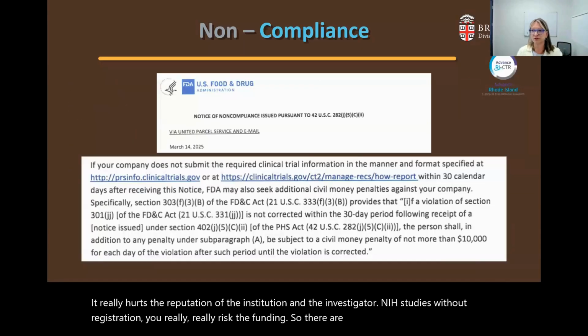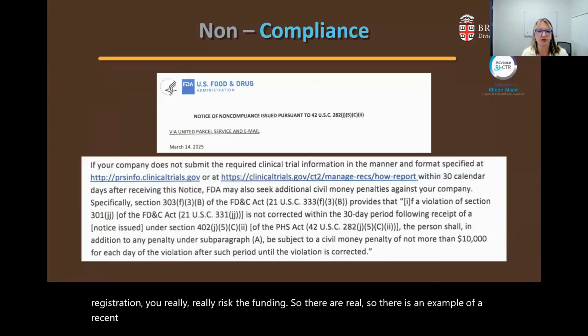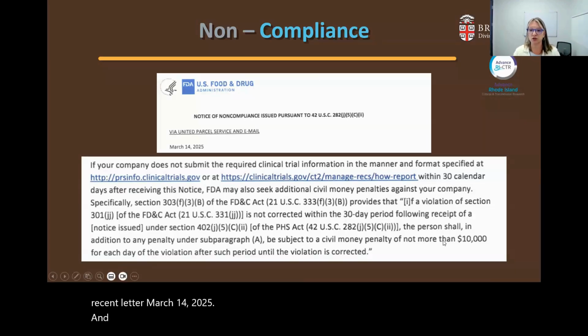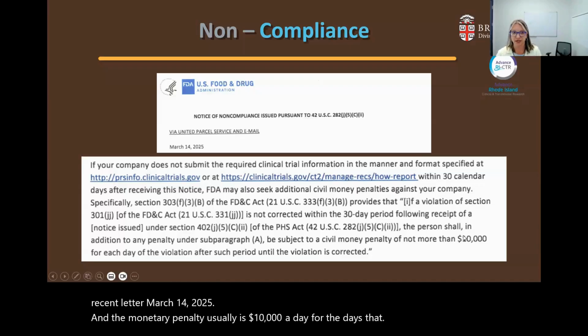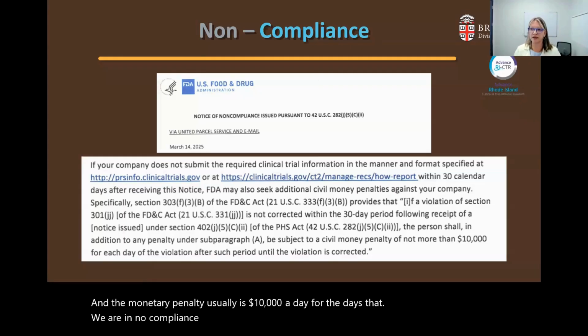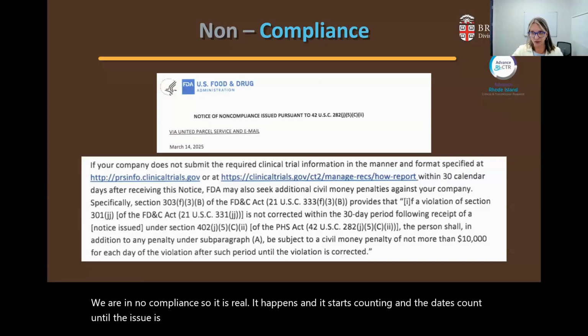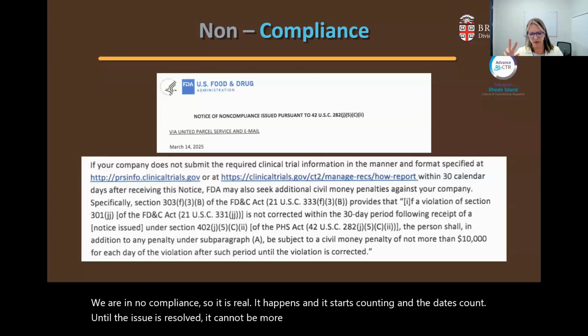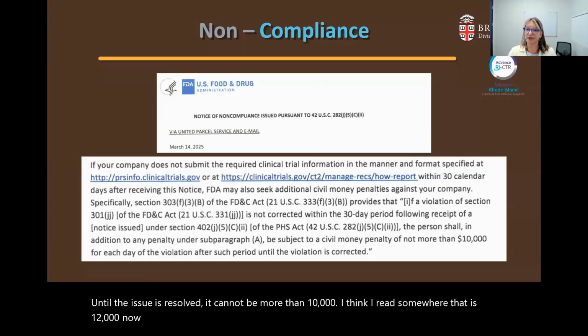There is an example of a recent letter, March 14, 2025, and the monetary penalty usually is $10,000 a day for the days that we are in non-compliance. So it is real, it happens, and it starts counting, and the days count until the issue is resolved. I think I read somewhere that it's 12,000 now, but again, it is per day. So keep an eye on that.